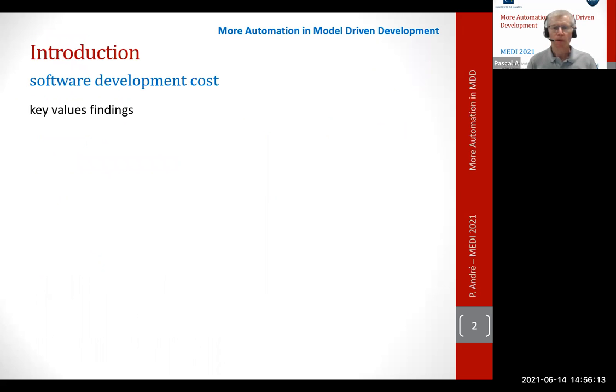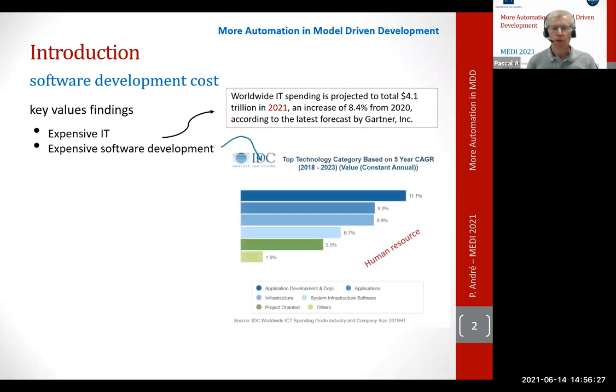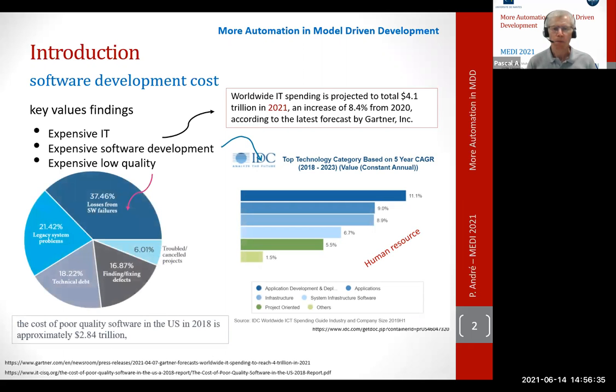Let's start with some key findings on the software development cost. IT is expensive. Gartner forecasted a cost of $4.1 trillion in 2021. Software development represents the main part of it, especially its human resource cost. Last but not least, low quality represents a significant part of the IT cost, which makes IT the unique engineering field where leaving bugs makes money. So the question is, should we pay so much for poor quality?